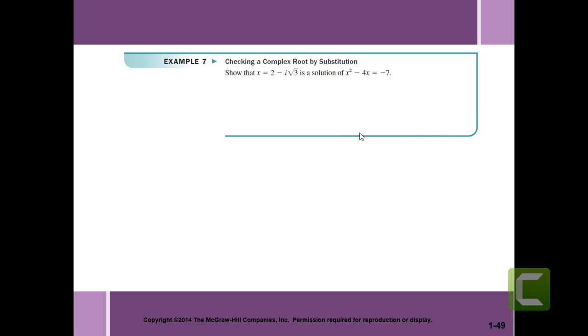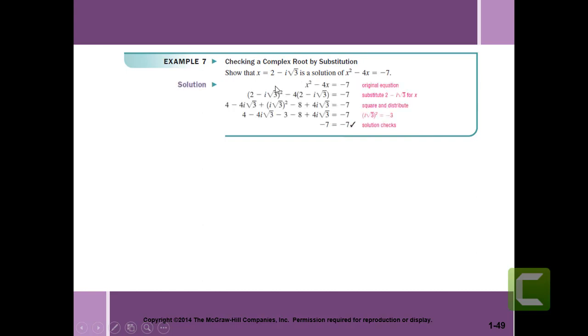So here we go. Here's another one. So now we're going to see if this is a root. Now it's a slightly different form. So it's not equal to 0, but we can easily make this equal to 0. But in any case, we don't have to because we got this negative 7. So what we can do is plug in this value for x, here and here, and then simplify this side and see if we get negative 7. If we get negative 7 equal to negative 7, we're done. So we don't have to necessarily move this over to get started. Okay, so let's do that.